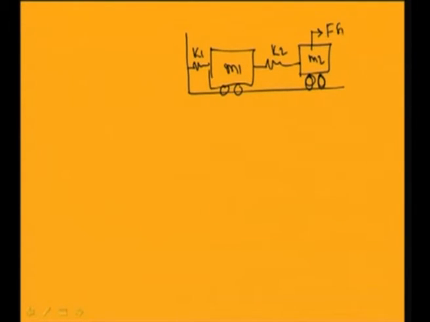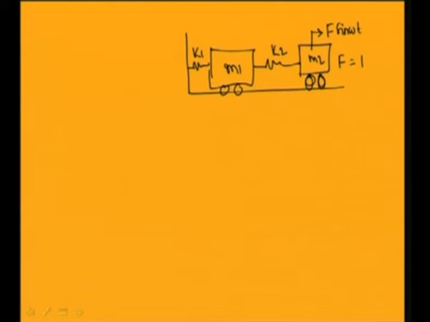So in the same system, this is mass m1, m2, this is spring k1 and this is spring k2. Let the mass m2 be subjected to a force F sin omega t, where let me take F equal to 1, and I can take the same mass and stiffness properties of the system. So I can write the equation of motion by using the Lagrange principle.